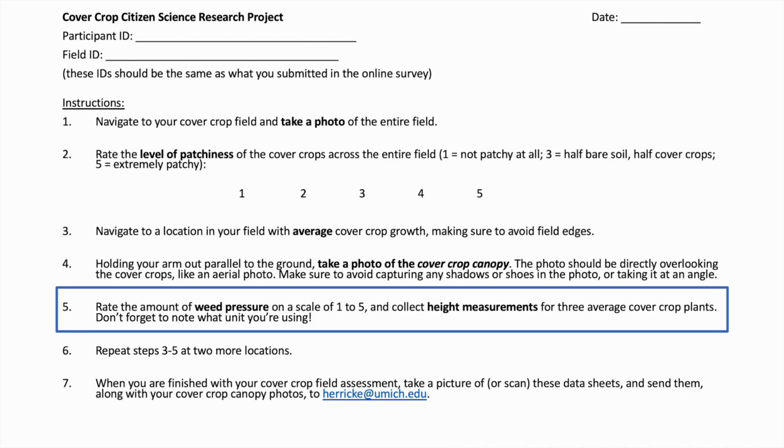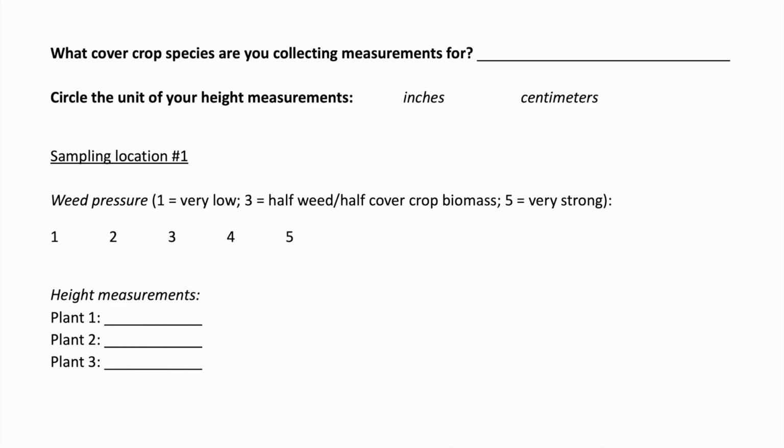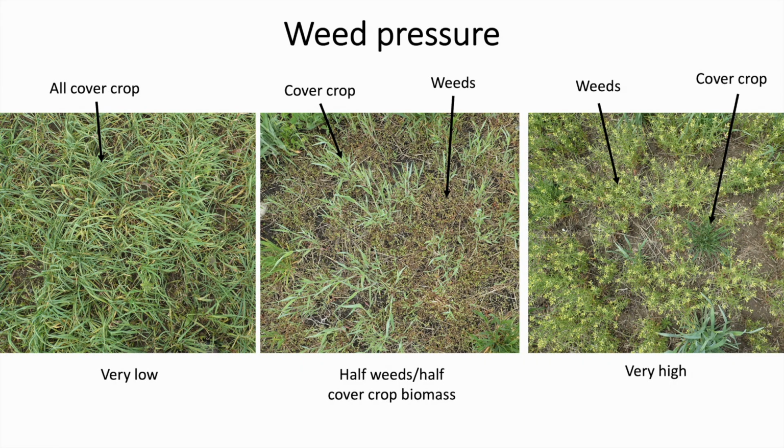Step 5. Rate the amount of weed pressure on a scale of 1 to 5 and collect height measurements for 3 average cover crop plants. If you're using a hard copy datasheet, you'll flip to the next page to record this information. Write down the species you're sampling and circle the unit you'll be collecting your height measurements in. Then, rank the weed pressure at this location. 1 represents very low weed pressure, 3 indicates the biomass is half weeds, half cover crops, and 5 indicates very high weed pressure, where there is significantly more weed biomass than cover crop biomass.